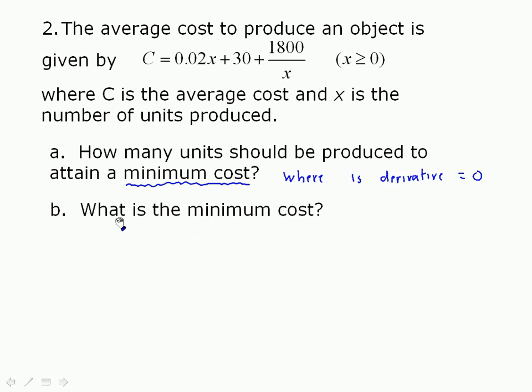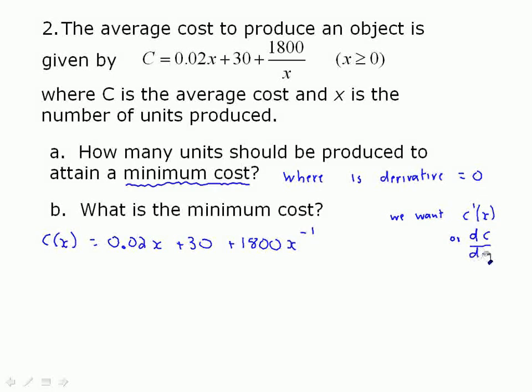Well, to get the answer to this one, we would have to be using the original formula because that formula is giving you the cost per unit item. So it all starts by noting that the equation, C is a function of x, if you want to write it in that form, is 0.02x plus 30 plus 1800 x to the negative 1. So we need to write it like that. And we want C prime at x, or if you want to use Leibniz notation, the derivative of C with respect to the x variable.